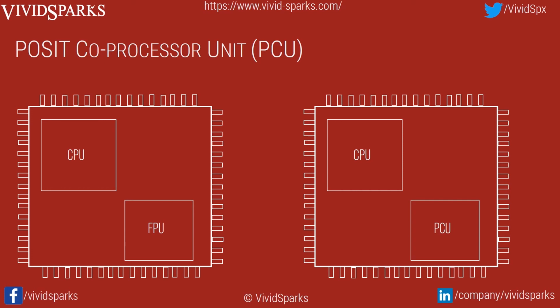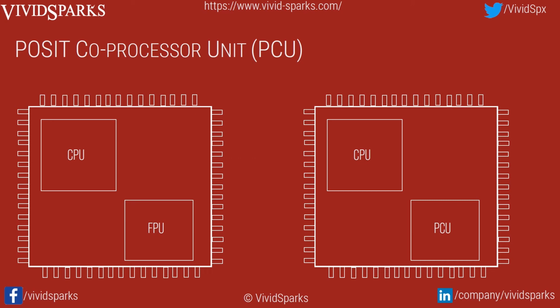In a state of the art processor, as you can see, the CPU and FPU are usually tightly coupled together. So you might be thinking how the posit unit can fit in. The idea is to replace the current floating point unit with the posit coprocessor unit, which we call PCU. Just replacing an FPU with a PCU raises the issue of how the compiler and the programming model work. We have a solution for that.